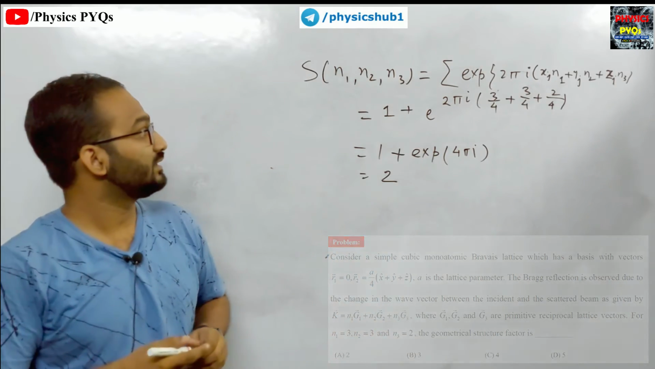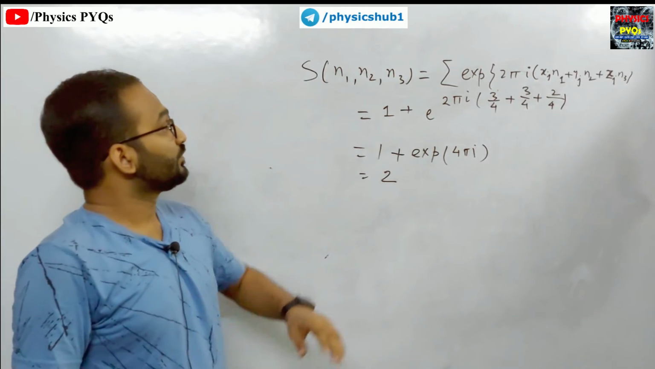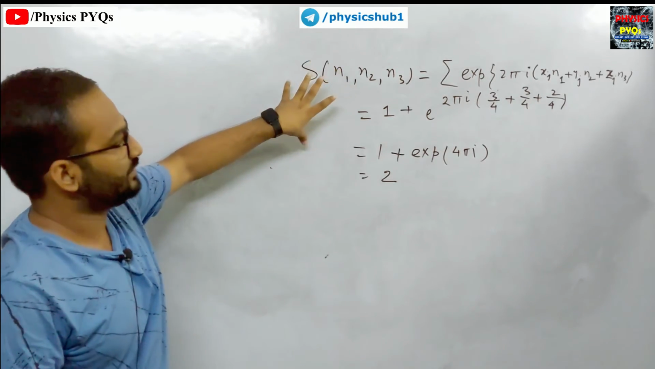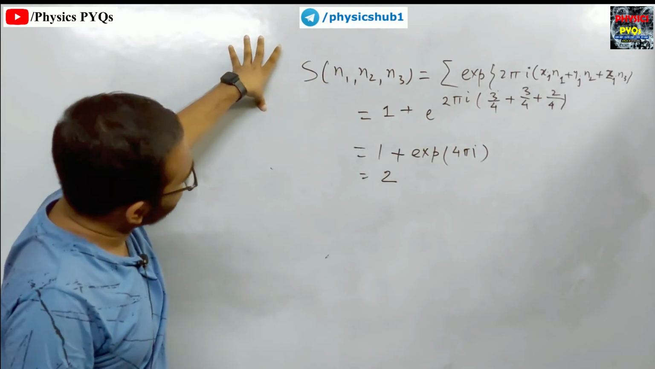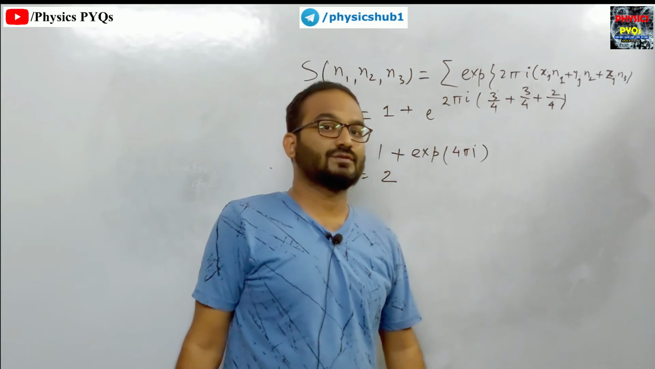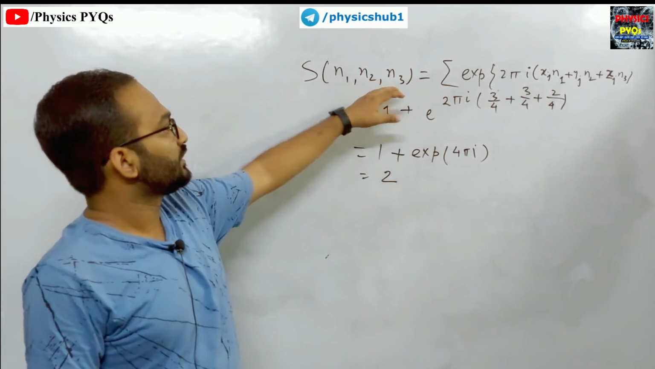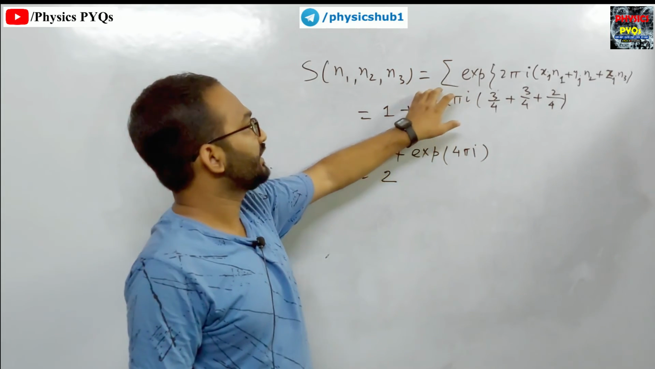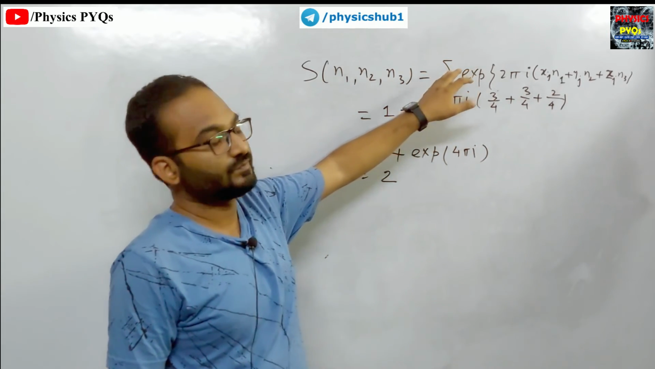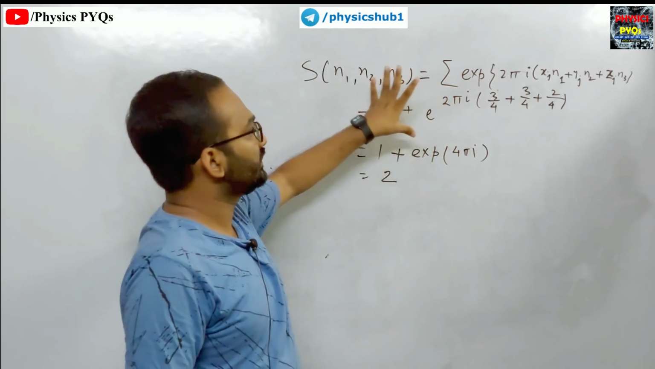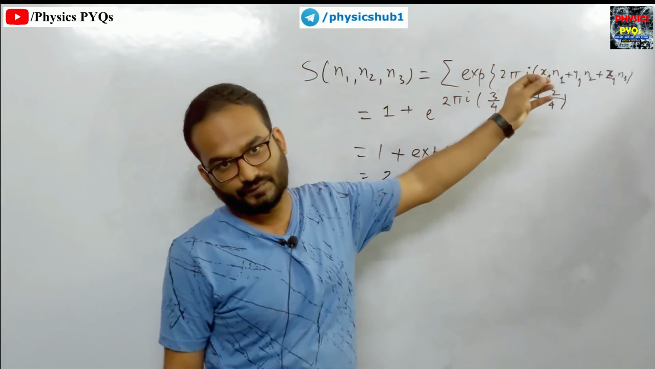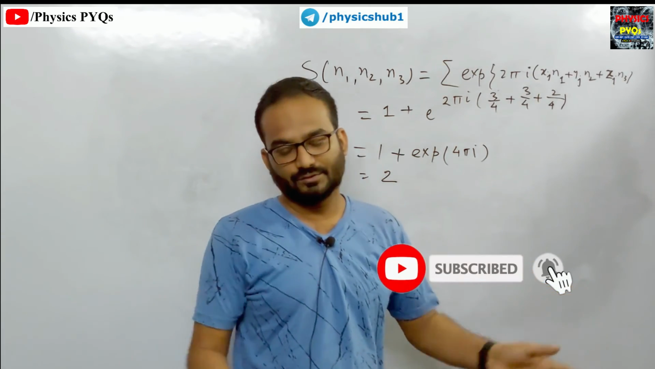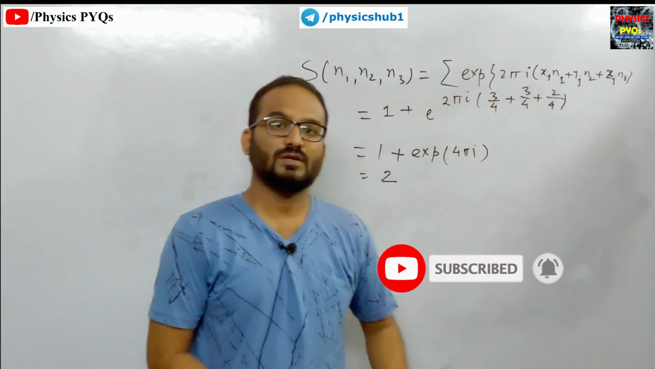So in this way you can handle these problems on structure factor. The atom positions in the basis, or in the unit cell, will be given to you. If nothing is mentioned, you can take the atomic scattering factor to be 1, and if it is mentioned then you will take it accordingly. You have to remember that original formula, and using that you can easily solve problems based on structure factor.